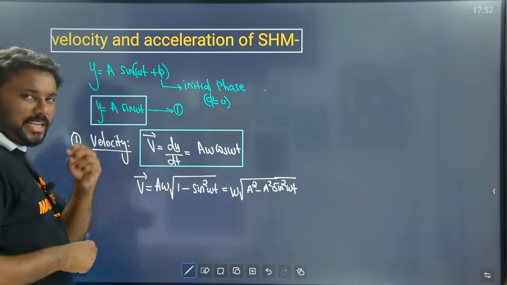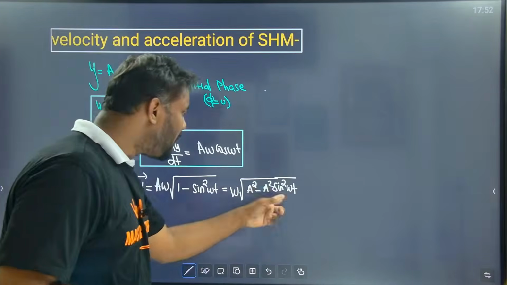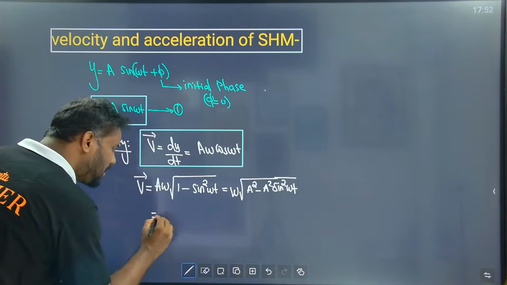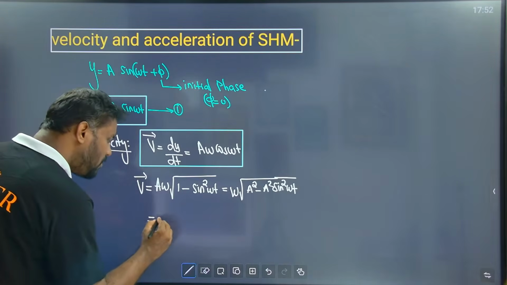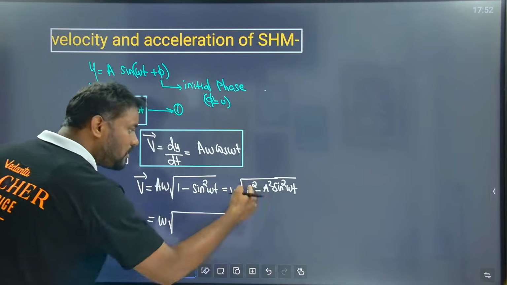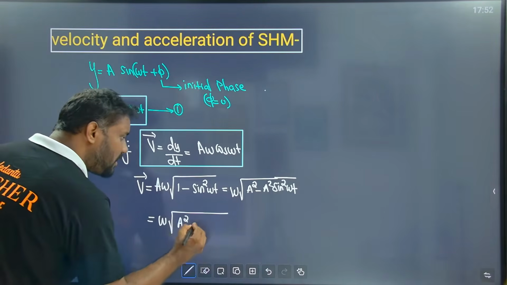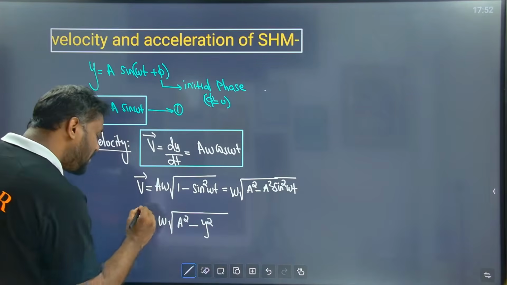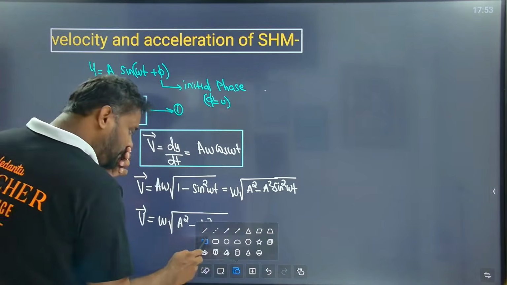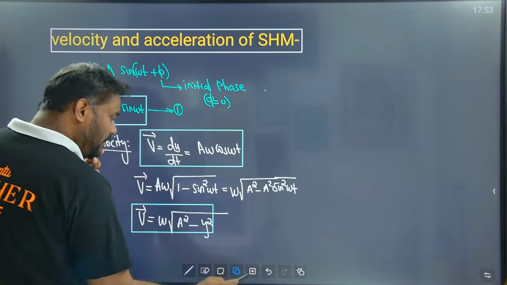A sin omega t is y, and since it is squared, can I represent it like this? Omega root under a square minus, instead of that, we can represent it in terms of y square. This is the velocity vector. So when it is oscillation, this is the condition for the velocity vector.